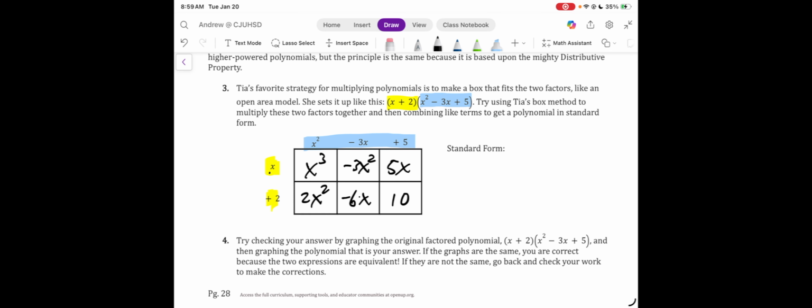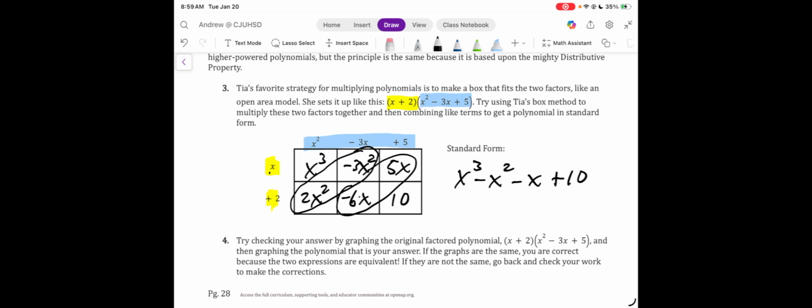Making sure that we do not change the exponents unless we multiply by another exponent. Then we have to take it out of the box. There's only 1x cubed. The like terms tend to be organized like this with diagonals. So that would be negative x squared and negative x, and finally plus 10.